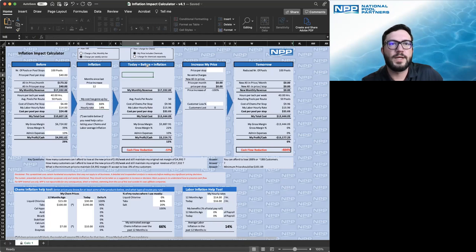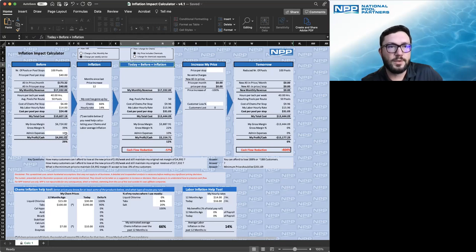So this next table, today equals before plus inflation, is showing the state of the company today as a result of inflation with no action taken. So what we're looking at is where 12 months ago, this company could assume it had a 39% gross margin. Today, that gross margin is down to 22%. Historically, that company that was used to having a 29% net profit is now sitting at a 12% net profit.